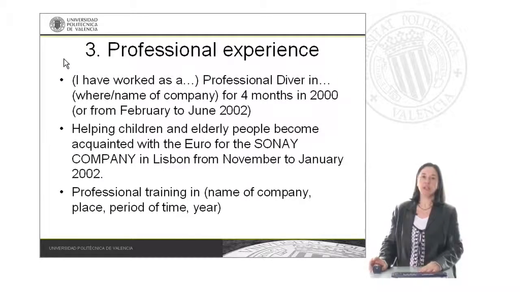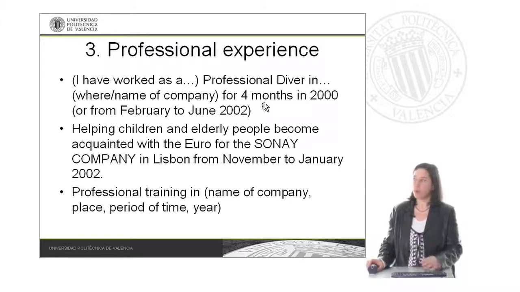The third section in a CV should refer to our professional experience. Now, there are several ways of specifying this. For example, we can be explicit, saying, I have worked, for example, as a professional diver in. Here we would have to write down where and the name of the company for however long. We can say for 4 months, for 5 months, for X number of months in whichever year, or from and the precise months, from February to June 2002, for instance.